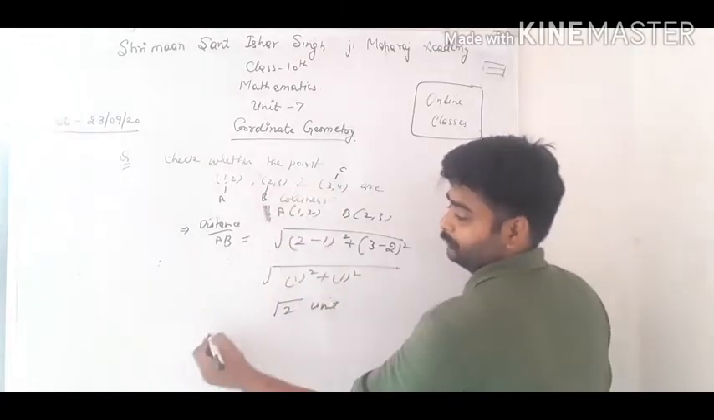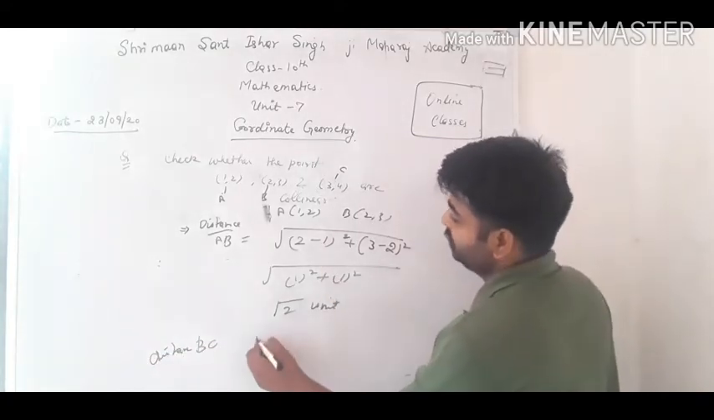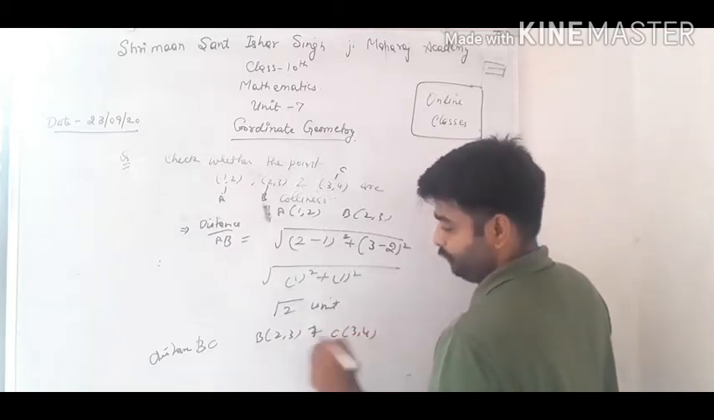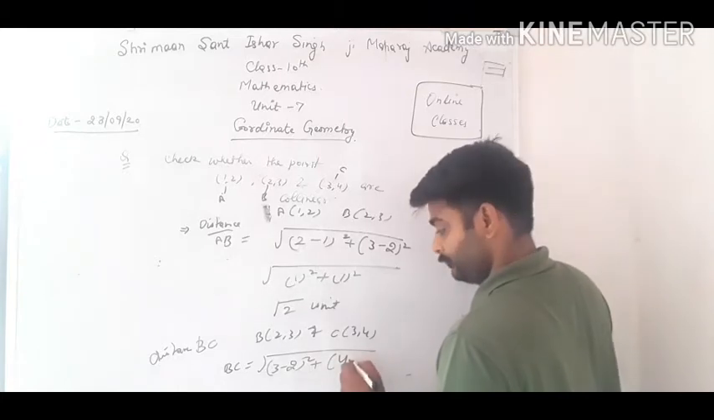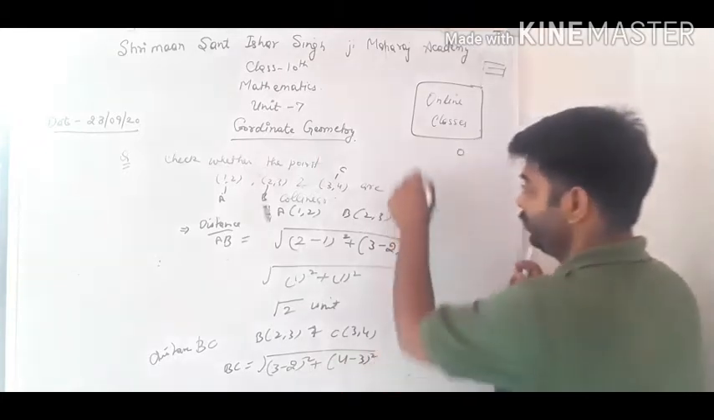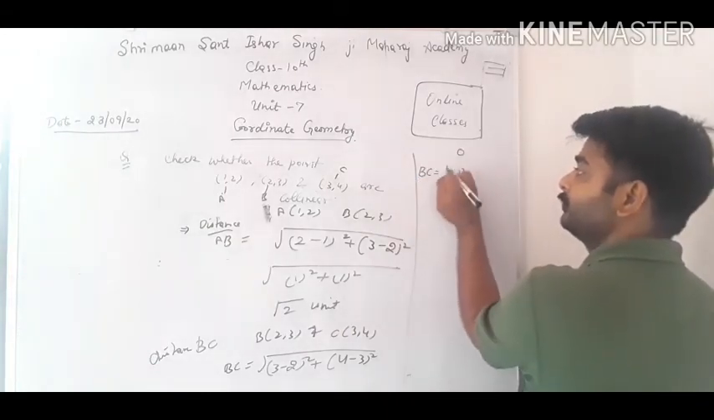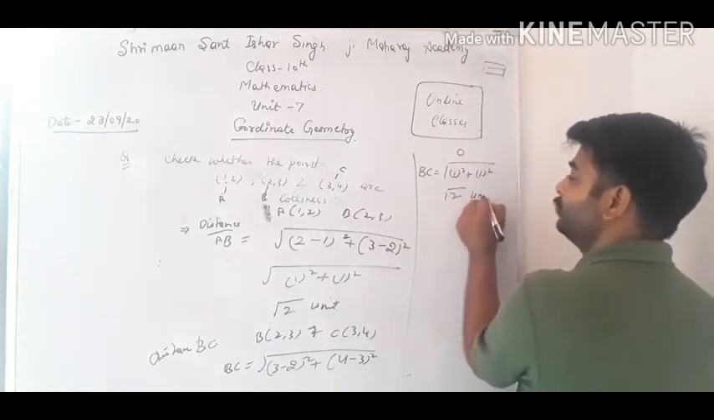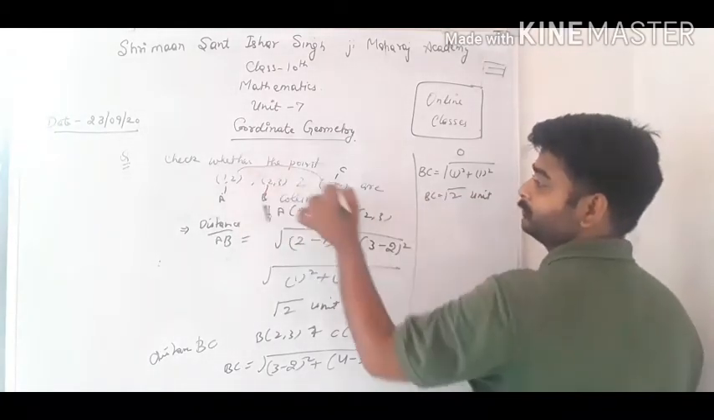Now distance BC. B is 2 comma 3 and C is 3 comma 4, so BC equals root of 3 minus 2 का whole square and 4 minus 3 का whole square. So I am writing here. BC is equal to, 3 minus 2 is 1 square, and again 4 minus 3 is 1 square, so it's root 2 unit. Got it?